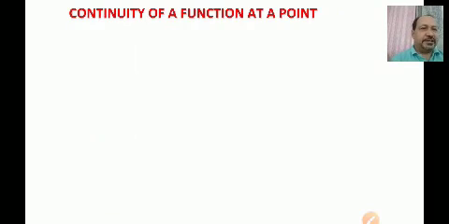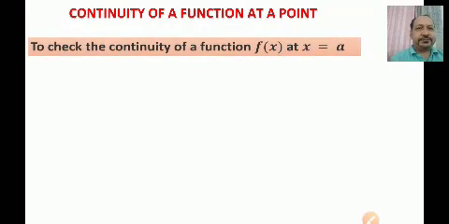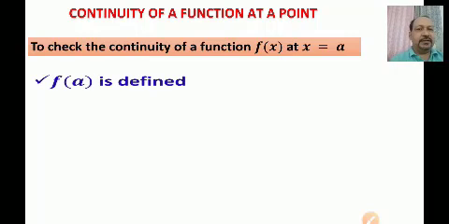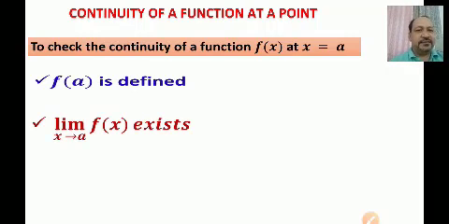Continuity of a function at a point. To check the continuity of a function f of x at x equal to a, the first condition is f of a is defined. It means the function must be defined at the point where you want to check its continuity. So the first condition is f of a is defined.